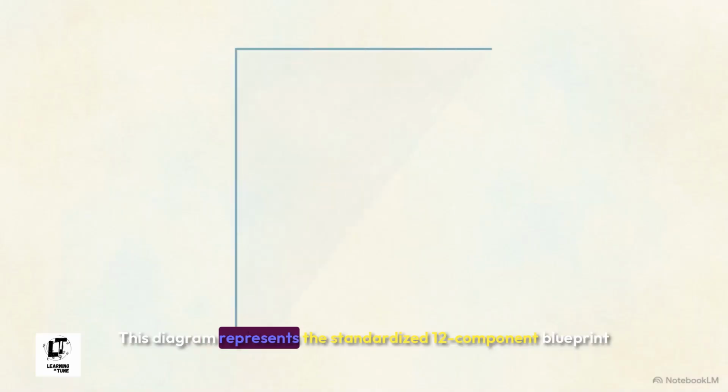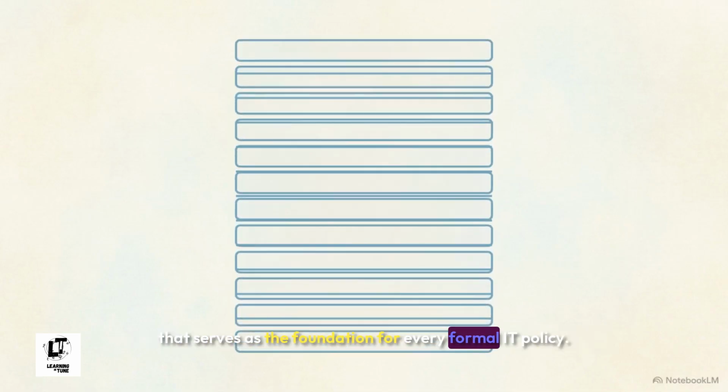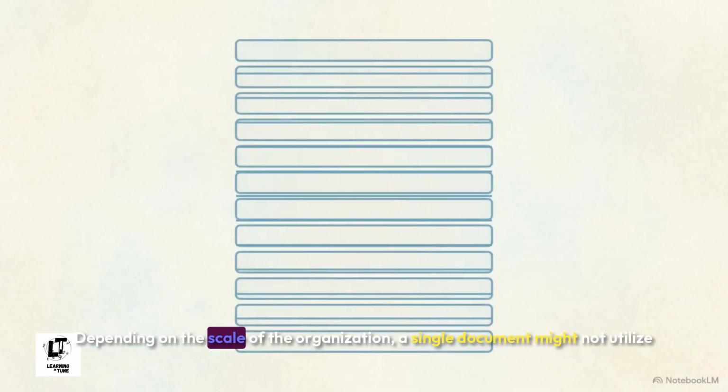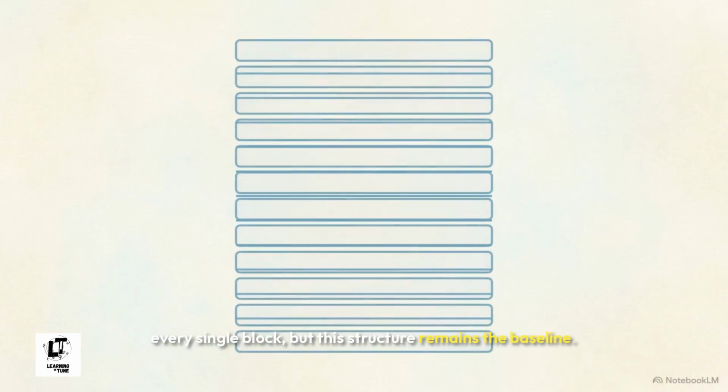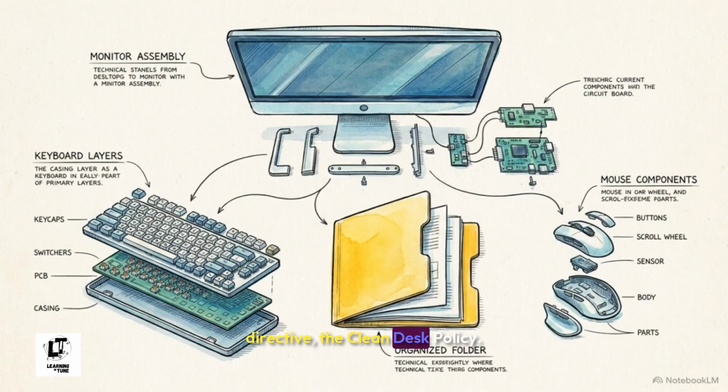This diagram represents the standardized 12-component blueprint that serves as the foundation for every formal IT policy. Depending on the scale of the organization, a single document might not utilize every single block, but this structure remains the baseline. To see how this framework is populated, we can deconstruct a standard enterprise directive, the Clean Desk Policy.